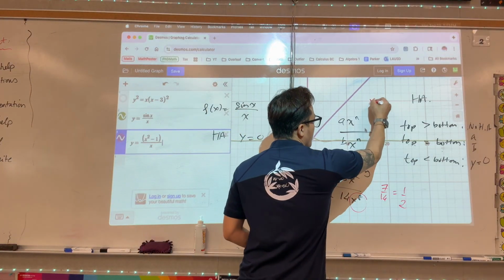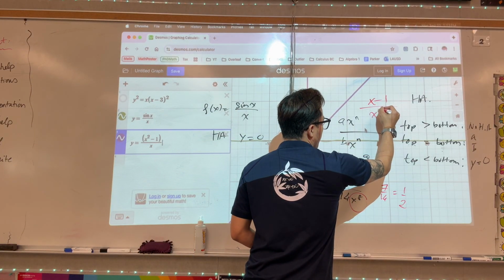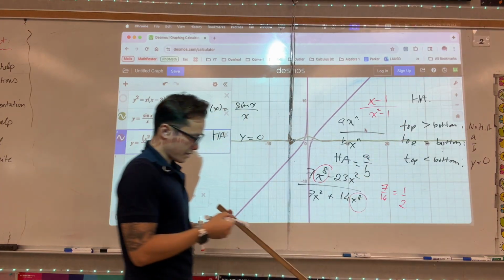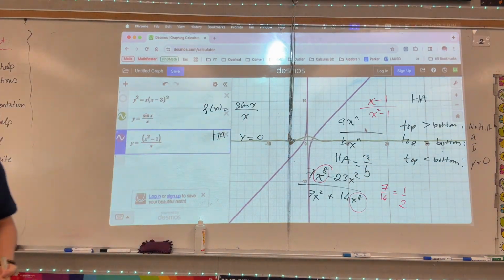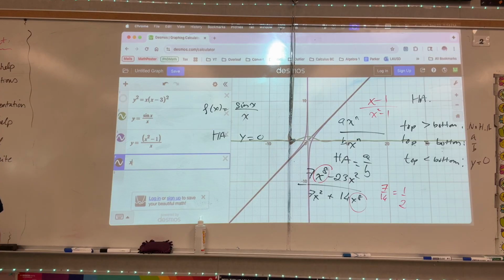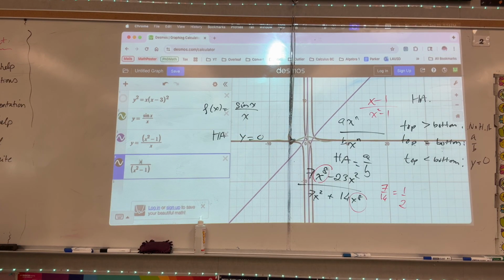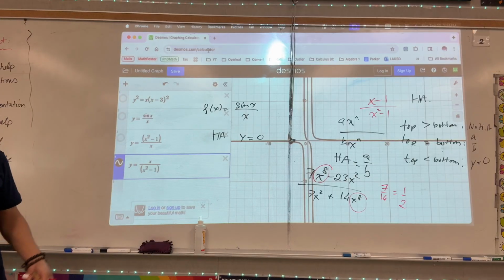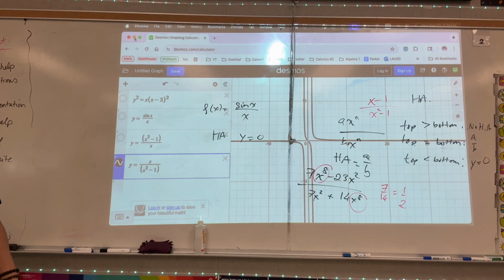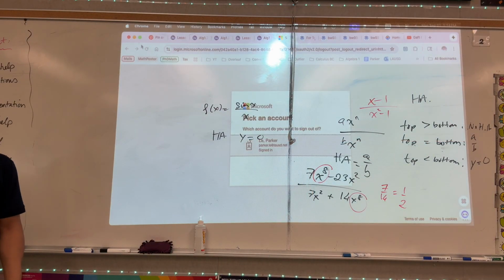I meant I want to give you something like this, not the one I gave you earlier. Like this: x over x squared minus 1. Do you see there's an HA, but they cross it, right? HA is here, but they cross it. Mister, that HA is 0? Yeah, but they cross it as well.